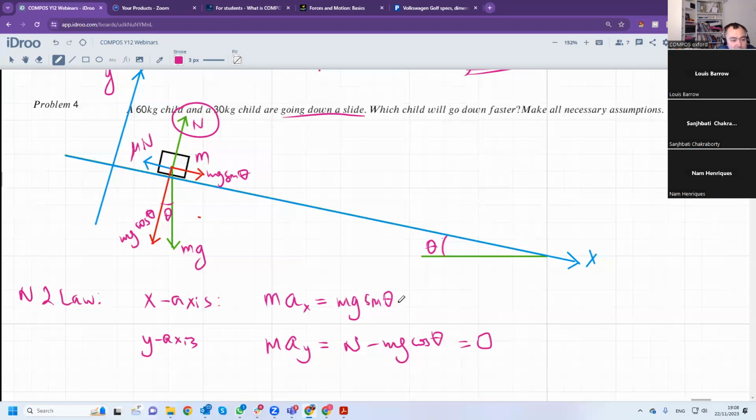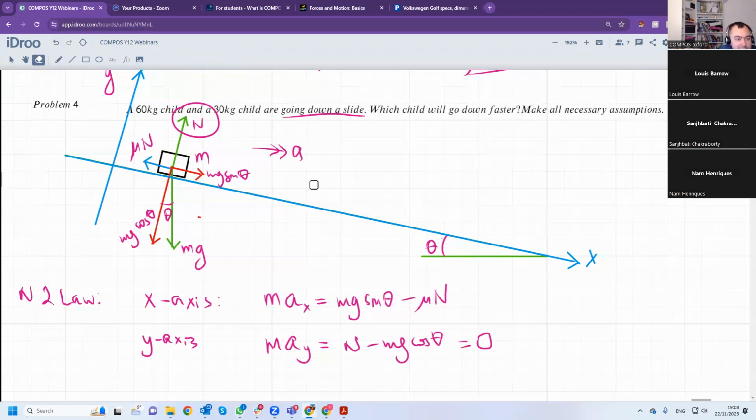Sorry, mu mg sine theta minus mu n. Okay, so yeah, thank you. So the child is accelerating down the slope with acceleration a, and mass times acceleration is equal to mg sine theta minus mu n.